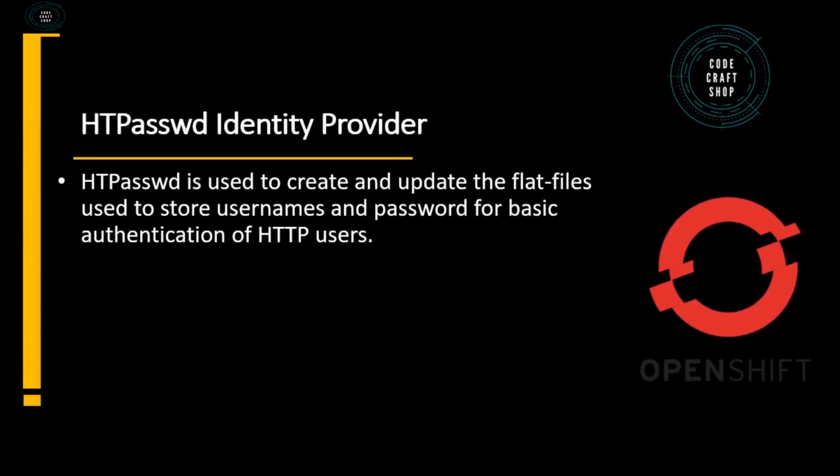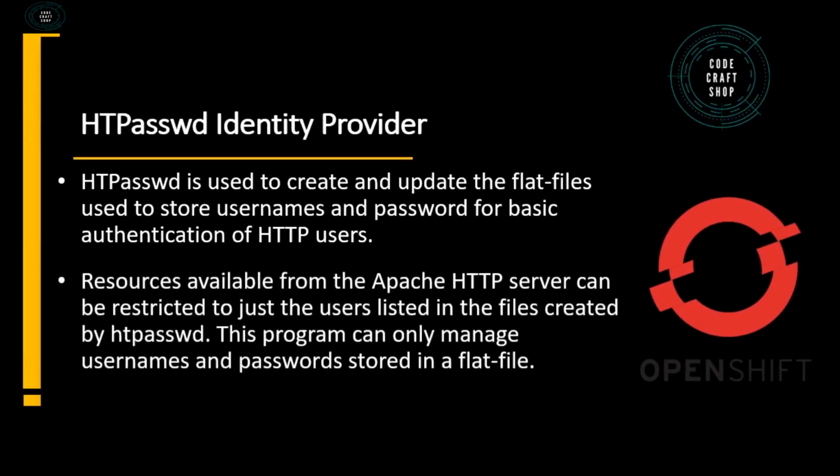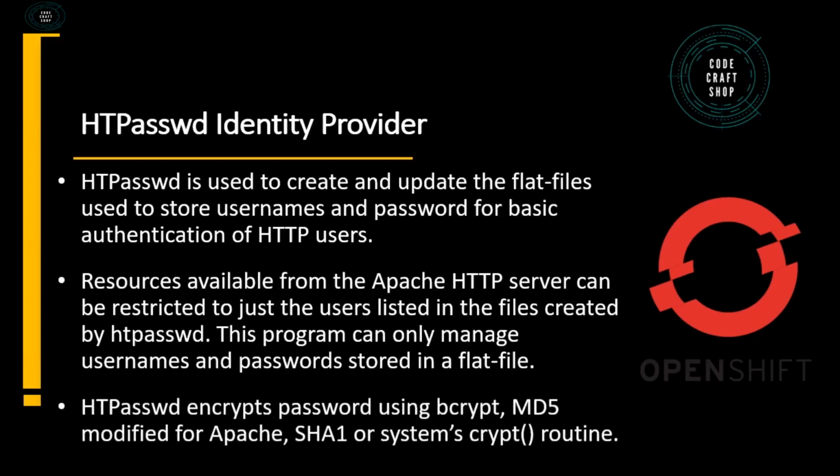The htpasswd identity provider is used to create and update flat files which we can use to store usernames and passwords, and we can use this file for basic authentication of HTTP users. The resources available can be restricted to just the users which are mentioned in this file, and the file will be created using the htpasswd utility. This program can only manage usernames and passwords stored in a flat file.